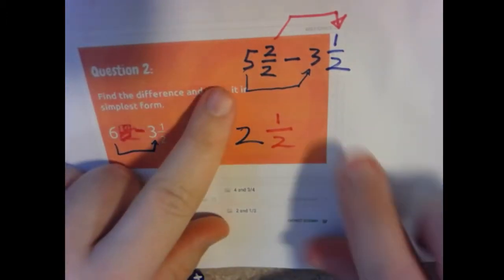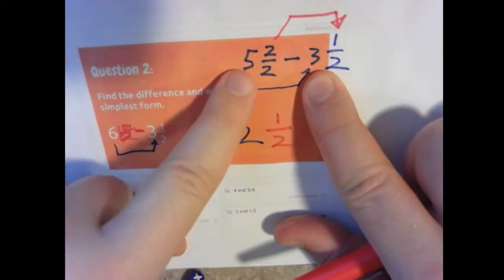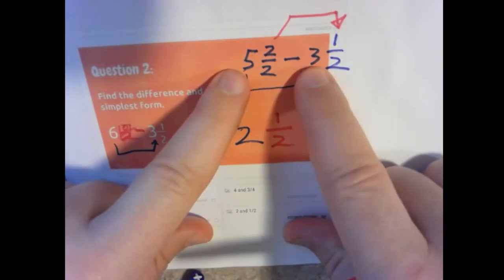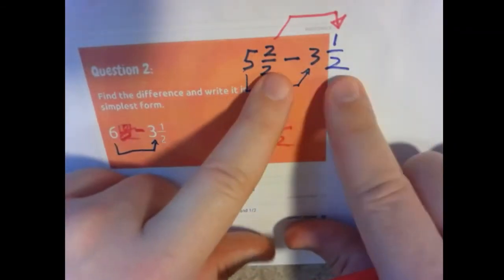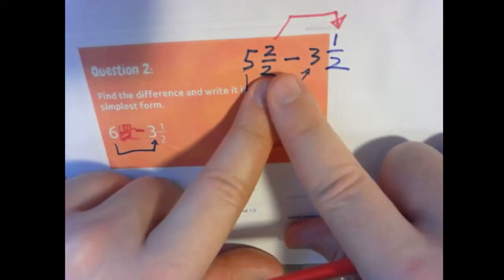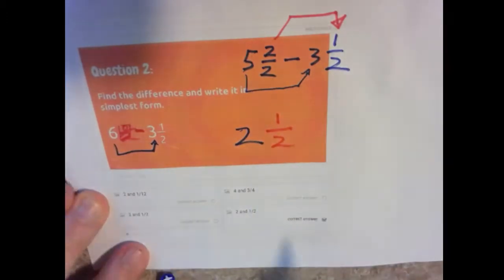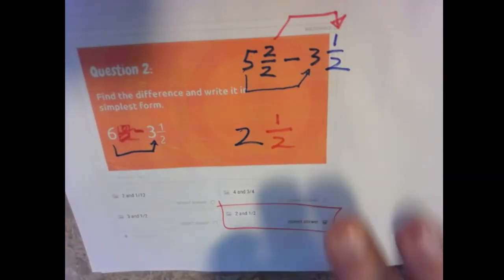So the final answer then, after we borrow from the stack of warm pizzas, the whole number, we perform the subtraction on the whole numbers. 5 minus 3 makes 2. And then when we do the operation on the fractions, 2 over 2 minus 1 over 2 gives us 1/2. Okay, so we're looking at 2 and 1/2 is how we would say that.